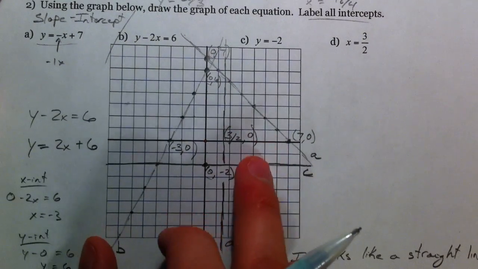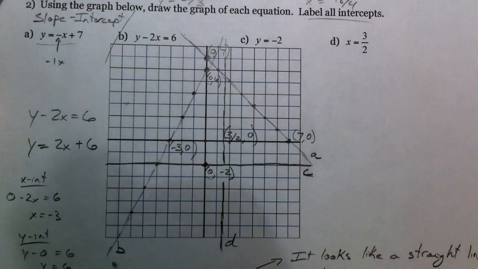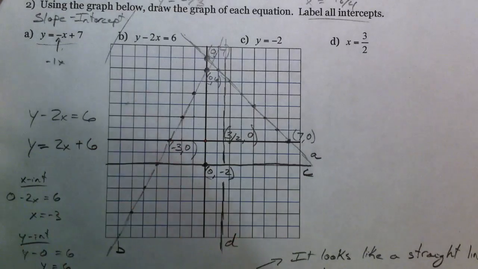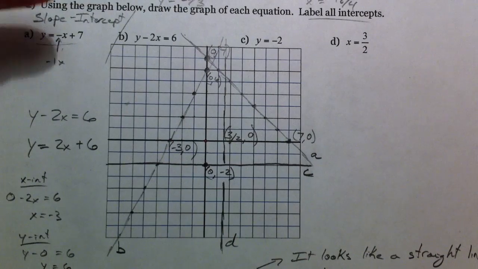This is the essential that you have to remember. You've got the slope-intercept form or the standard form. Be able to graph from both. Be able to graph horizontal lines and vertical lines.